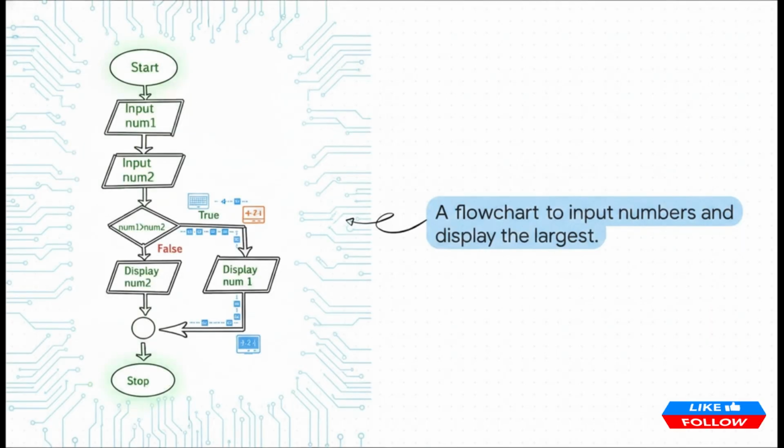And right here is a brilliant illustration of that visual blueprint. What we've got is a standard flowchart, a graphical algorithm designed to input 2 numbers and figure out which one is the largest. Notice the specific shapes being used. Those start and stop ovals mark the absolute beginning and end of our algorithm. The parallelograms are where data enters and leaves our program, so inputting num1 and num2 and then displaying the result. But the real magic happens in that diamond shape. That's a decision symbol. It asks a simple true or false question. Is num1 greater than num2? Depending on the answer, the flow of control branches off. It's just a perfect visual representation of our logic.